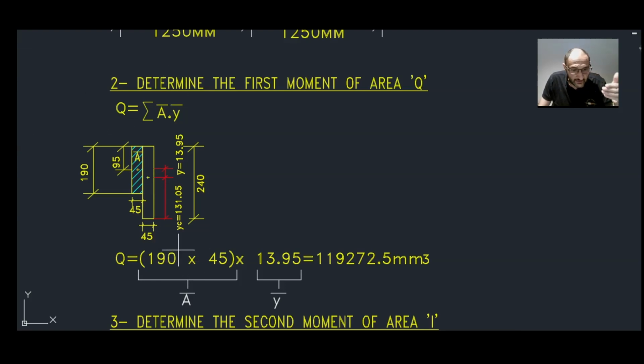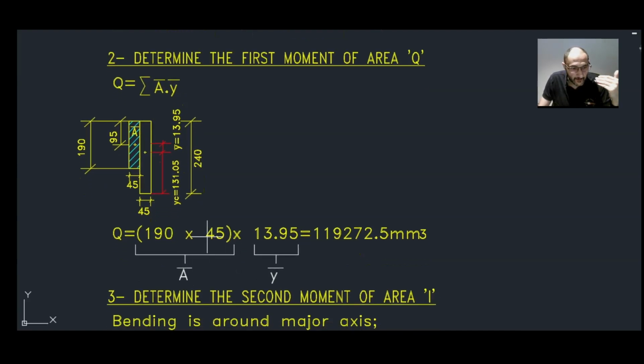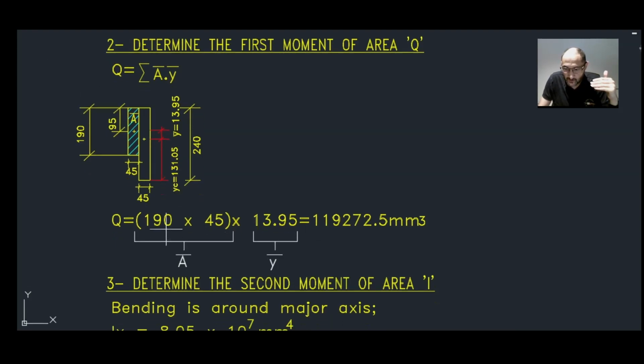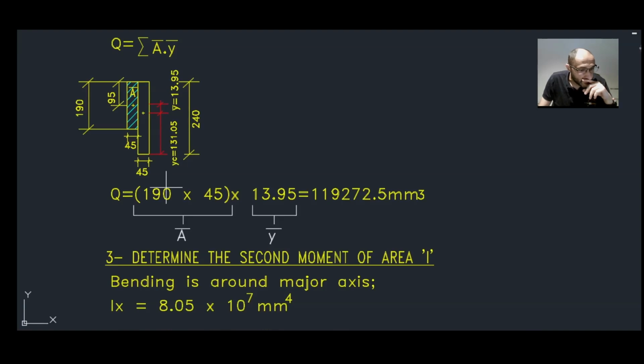A bar is simply the hatched area, and that is 190 times 45. Okay, so the first moment of area Q is the sum of A bar times Y bar, and that will be 119,272.5 millimeter cubed. Okay, look, I might do another video on how to calculate the geometrical centroid as well as the second moment of area. I know some of us forget that. Even I myself sometimes forget. So I might do a separate video on that so you can refer back to it.